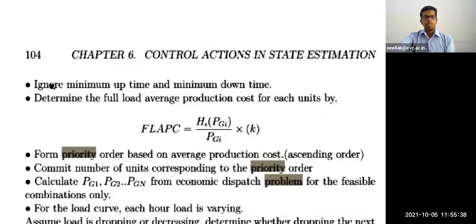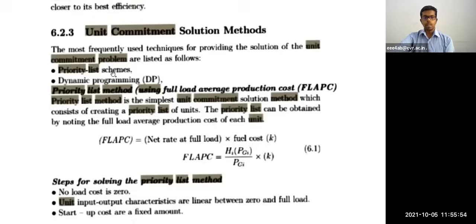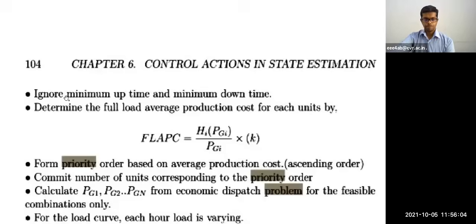Next, we have to ignore the minimum uptime and downtime constraints, that is, the maximum and minimum operating time constraints we are ignoring. So these are the four assumptions we are following for the priority list method.